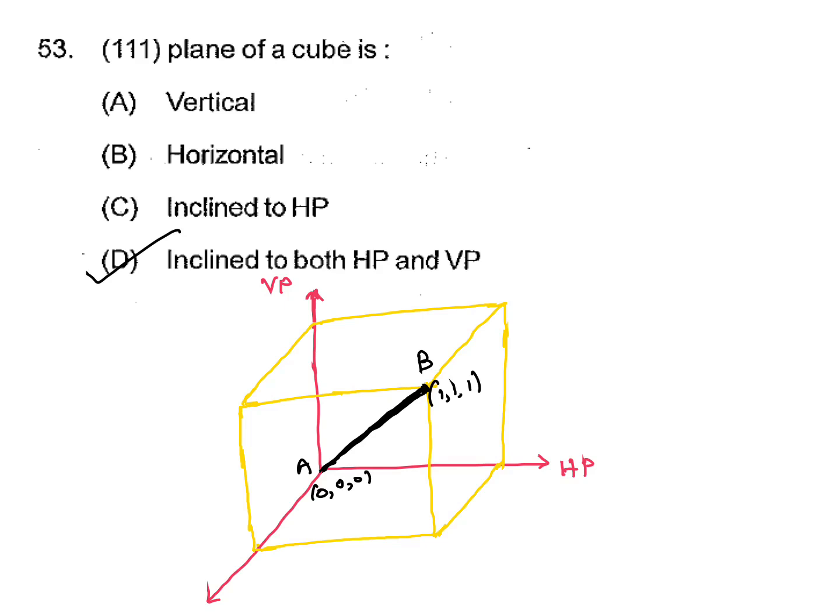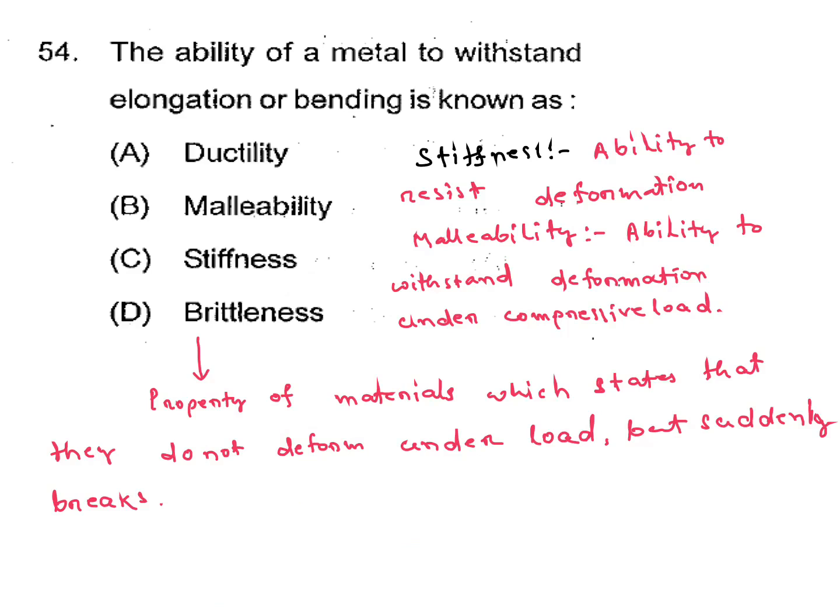The ability of a metal to withstand elongation or bending is known as ductility. Malleability is the ability of a metal to withstand deformation under compressive load. Stiffness is the ability of the metal to resist deformation. Brittleness is the property of materials which states that they do not deform under load but suddenly break or fracture. So our answer is A, ductility.